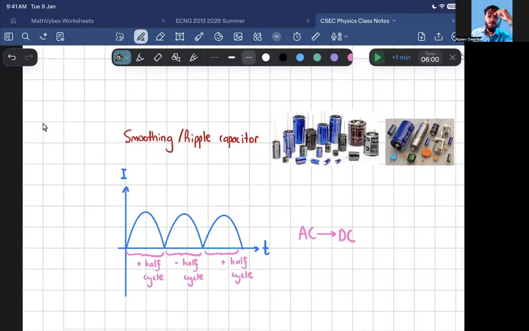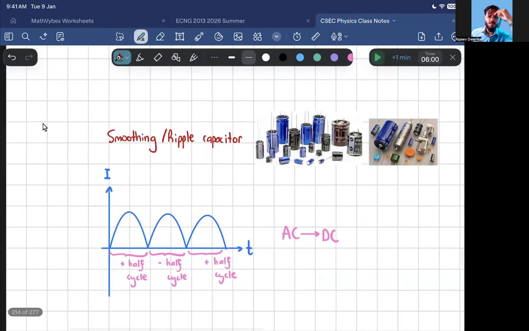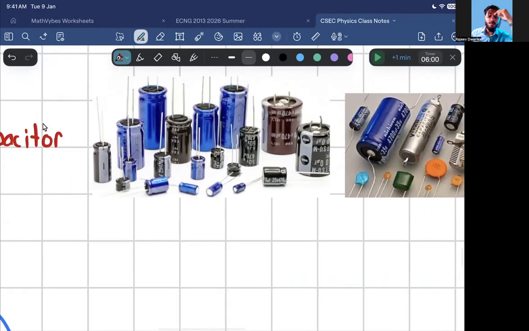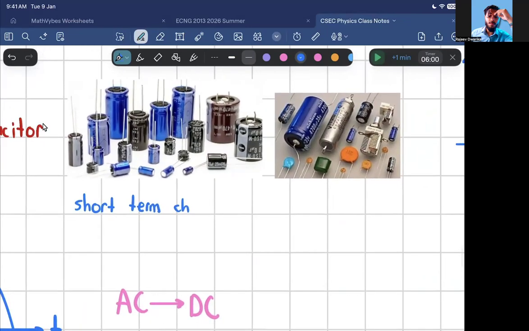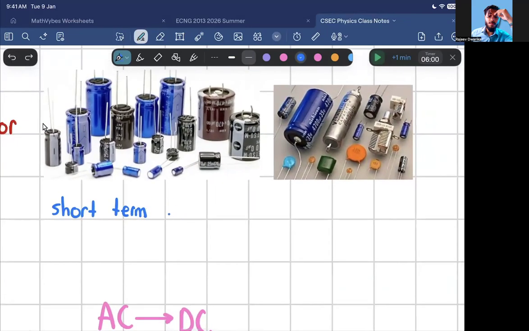All right, cool. So let me do some explaining. The capacitor acts as a short-term charge storing device, and it stores charge via two different plates. Short-term charge storage device.